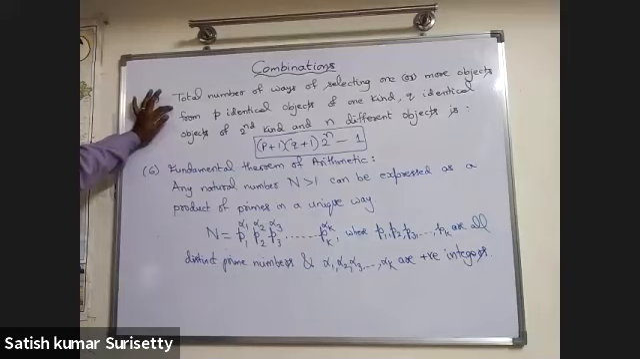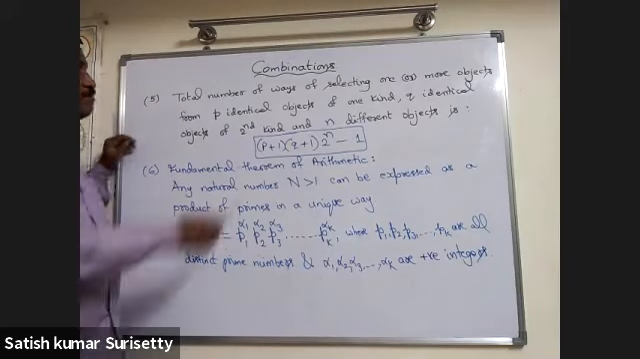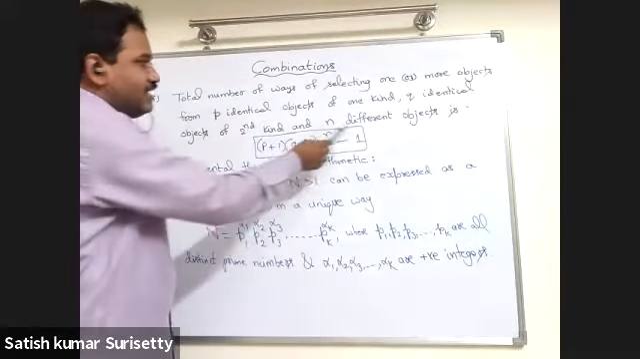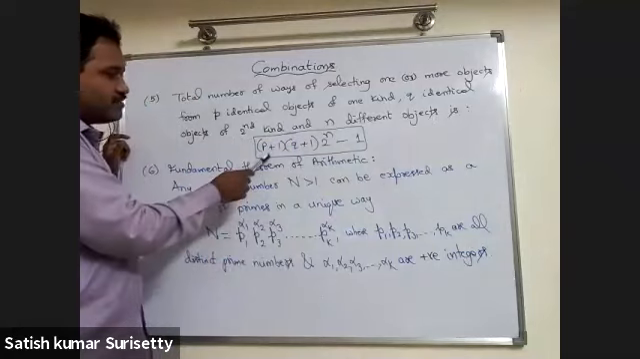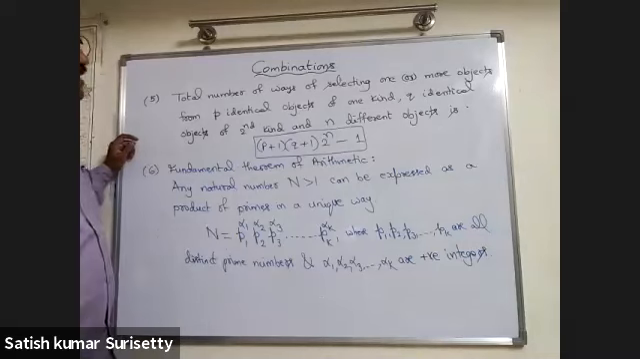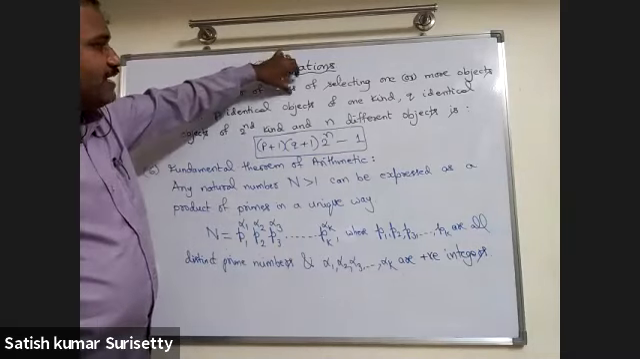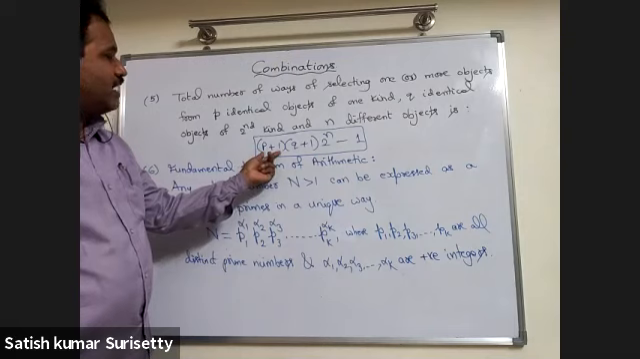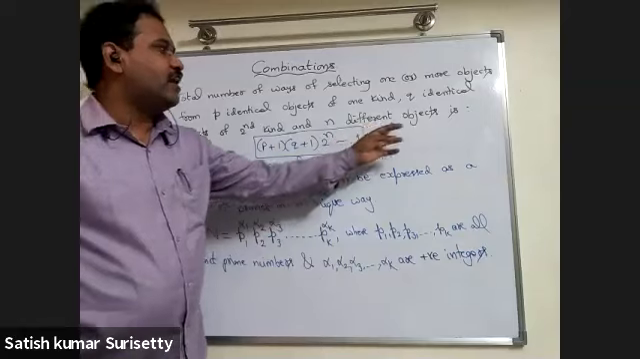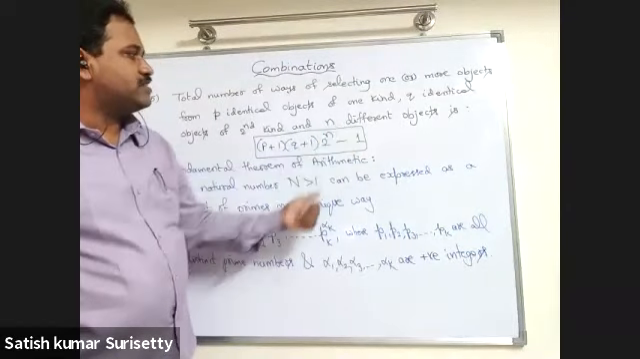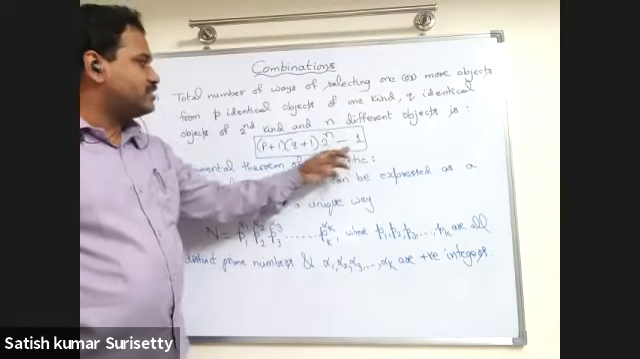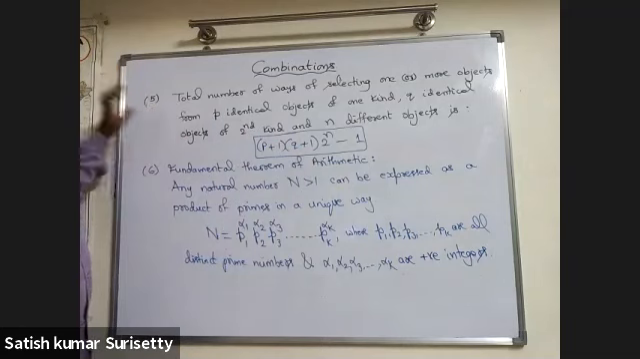Total number of ways of selecting one or more objects from p identical objects of one kind, q identical objects of second kind, and n different objects is (p plus 1) into (q plus 1) into 2 to the power of n, minus 1. Now it is again based on the previous points. Because p objects are identical, the possibilities are p plus 1, and q objects are identical, so the total possibilities are q plus 1, and n different objects are there. For each object we have two possibilities. That's why 2 to the power of n, and we are subtracting 1. This one corresponds to the only case where no object is selected.